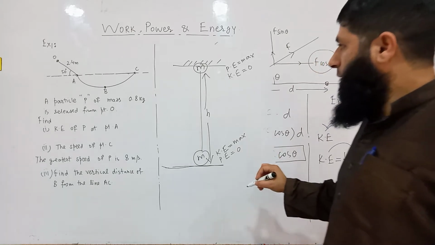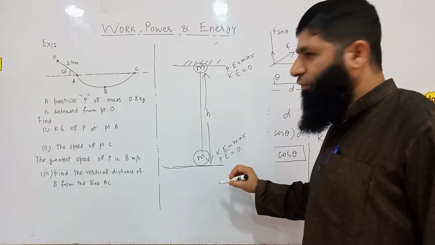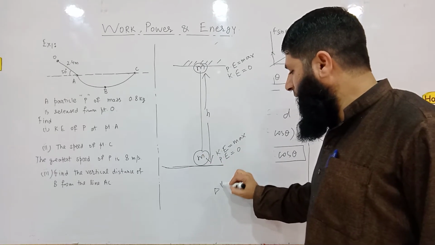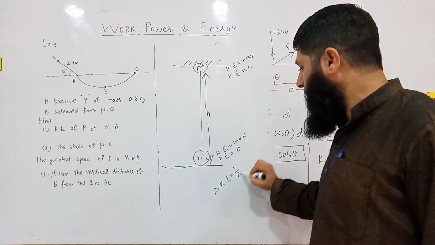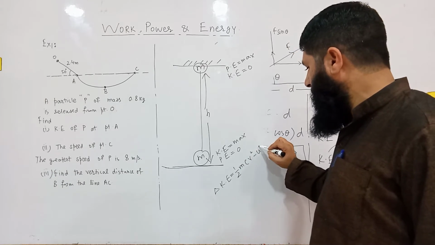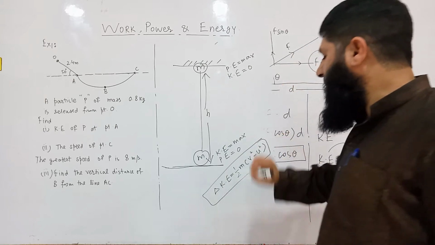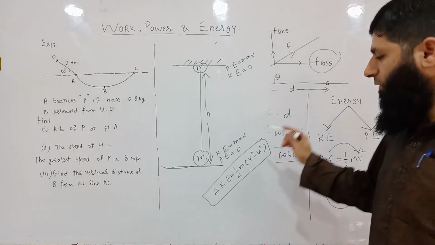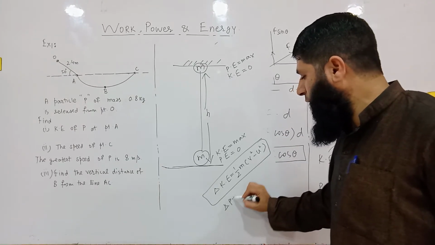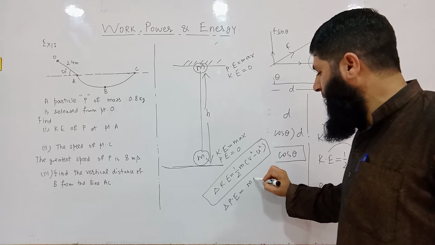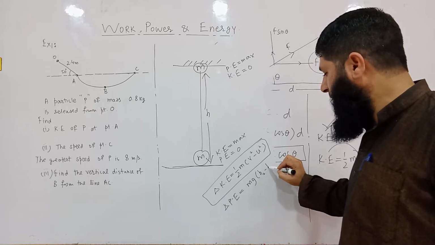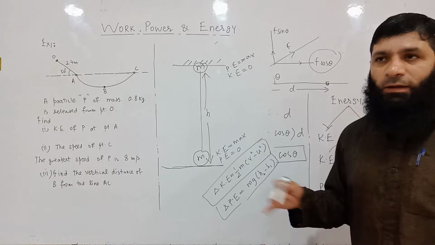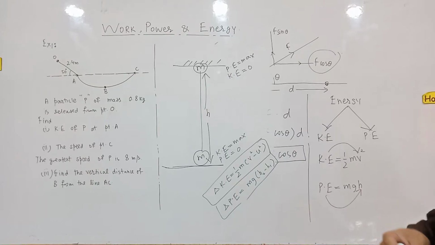For example, if initial velocity of a body is u and final velocity is v, the change in kinetic energy will be equal to 1/2 m (v² − u²). This is an expression for change in kinetic energy, where u is initial velocity and v is final velocity. And similarly, we can have an expression for change in potential energy that will be equal to mg(h2 − h1), where h1 is initial height and h2 is final height. This will give us the change in potential energy.